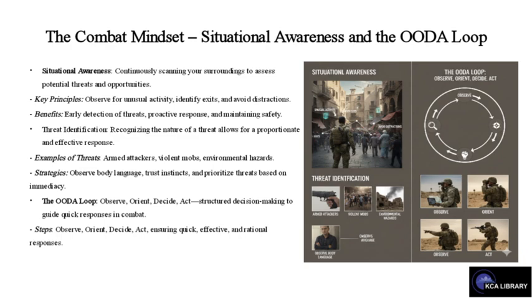Now, let's look at threat identification. That is the ability to recognize the nature of a threat, which allows for proportionate and effective responses. Examples of threats include armed robbers, violent mobs, environmental hazards, and all of that. The strategy for threat identification is to observe body language, trust your instincts, and prioritize threats based on immediacy.